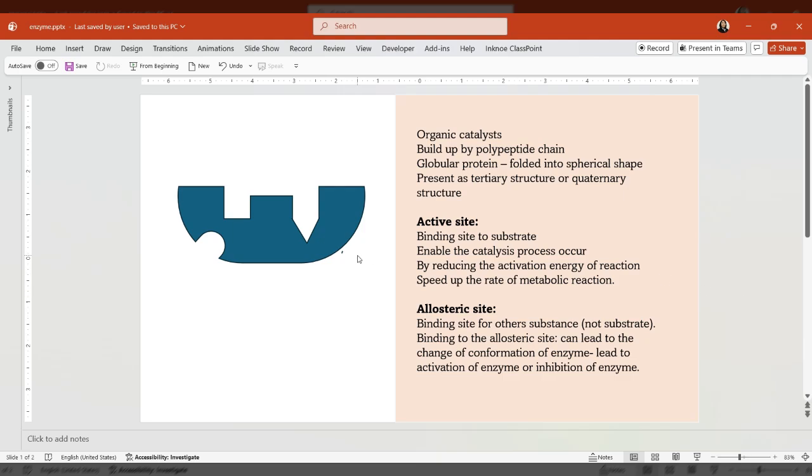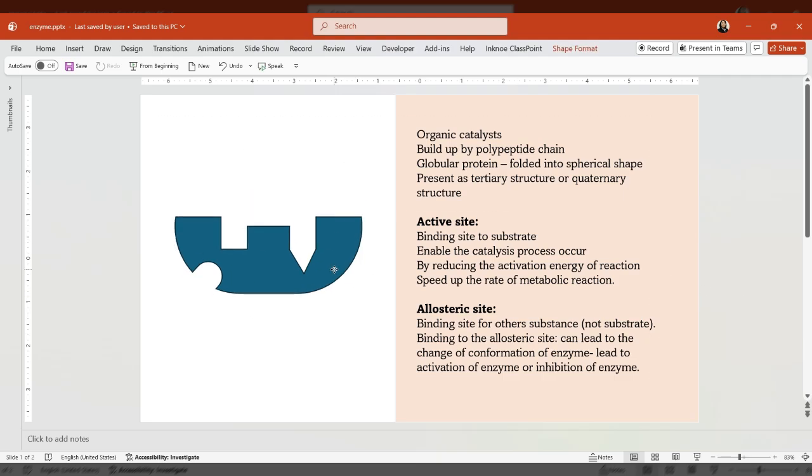Today we're going to discuss biocatalysis, which involves the structures of enzymes. Enzyme, or another name of enzyme, is organic catalyst or biological catalyst. The function of an enzyme is to speed up the rate of metabolic reactions, and in order to do so, it reduces the activation energy of the reaction.